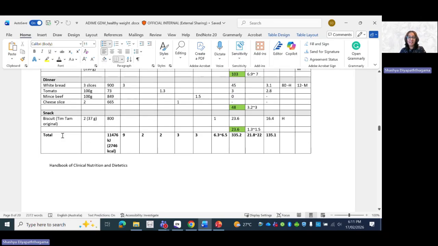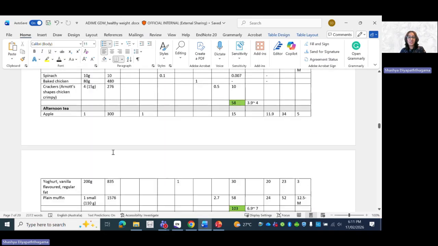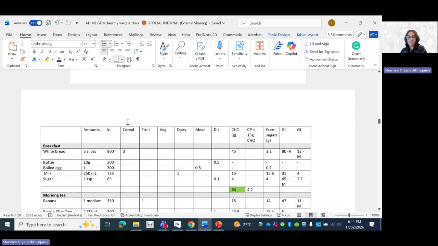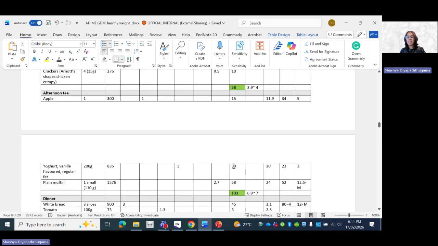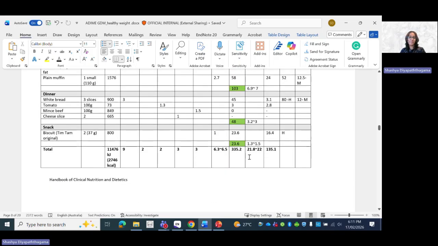So then I calculated the total. In here, the total energy coming from all the food items, I've calculated that in kilojoules, and I converted that into kilocalories. So divide that by 4.18 to convert it to kilocalories. And I've calculated the total number of serves of each food group, the 5 core food groups, and for discretionary foods. And I've calculated the total carbohydrates, free sugars as well.